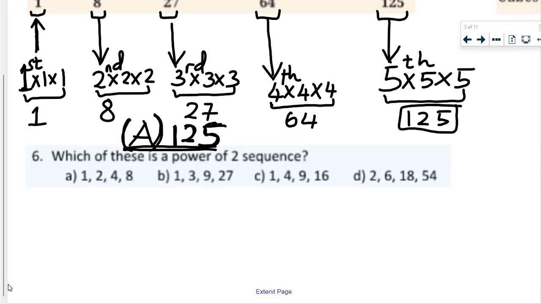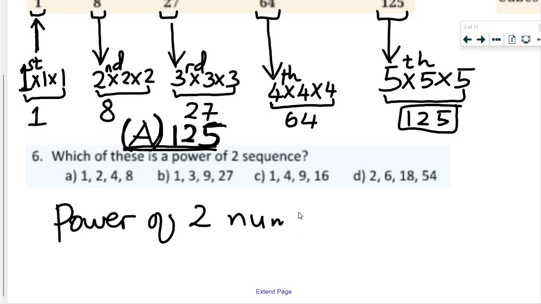Question number 6. Which of these is a power of 2 sequence? Power of 2 number sequence. Everybody pay attention here.